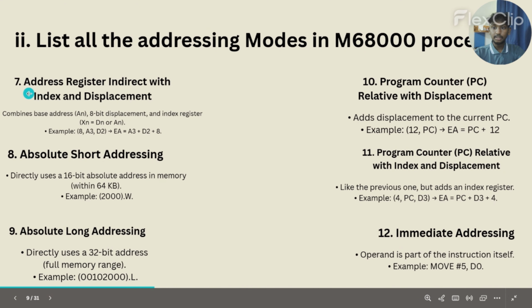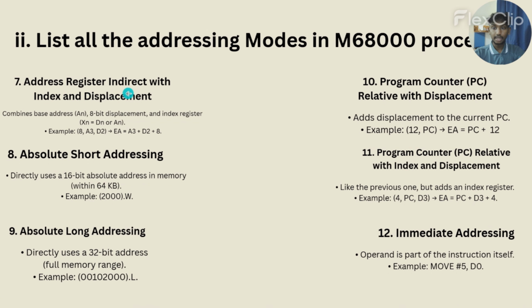The seventh one is address register indirect with index and displacement. It combines base address An, an 8-bit displacement, and an index register. Xn equals Dn or An, that's the formula. For example, we have 8(A3,D2). So the EA for this is A3 plus D2 plus 8.